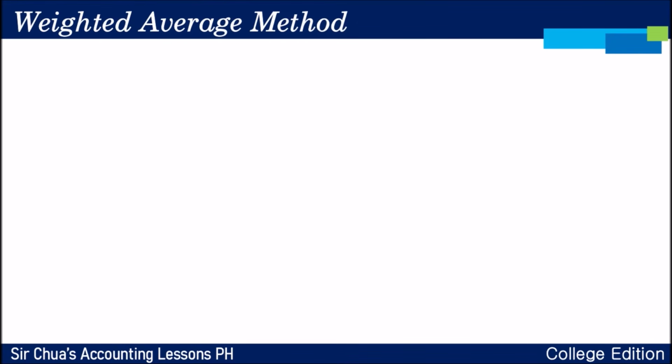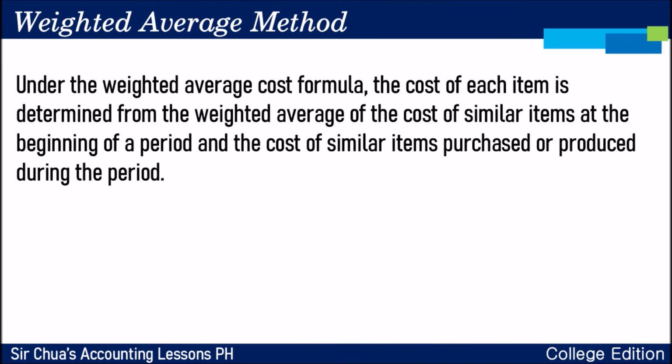Let's proceed now to the weighted average method. Okay, under the weighted average method, which is the partner of FIFO if your products are all similar in nature, the cost of each item is determined from the weighted average of the cost of similar items. Remember the words similar items. You can only average the cost if your items are similar.